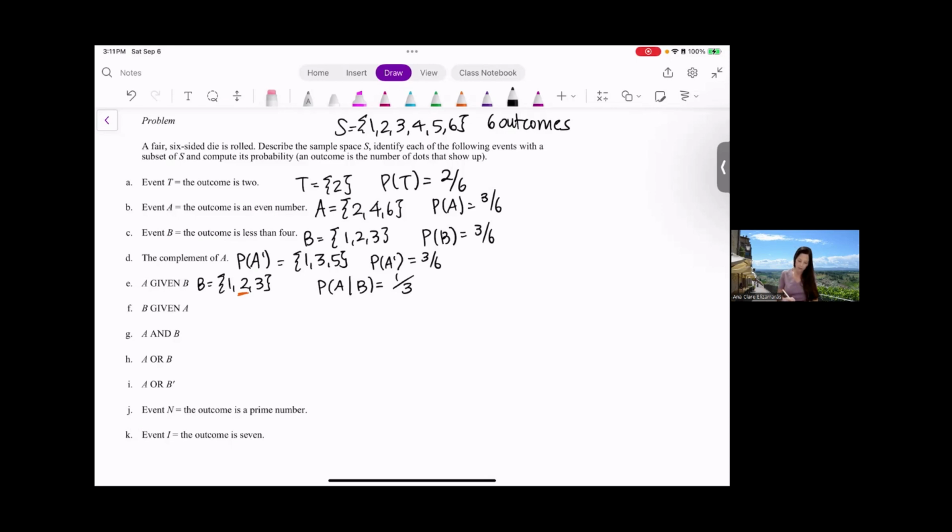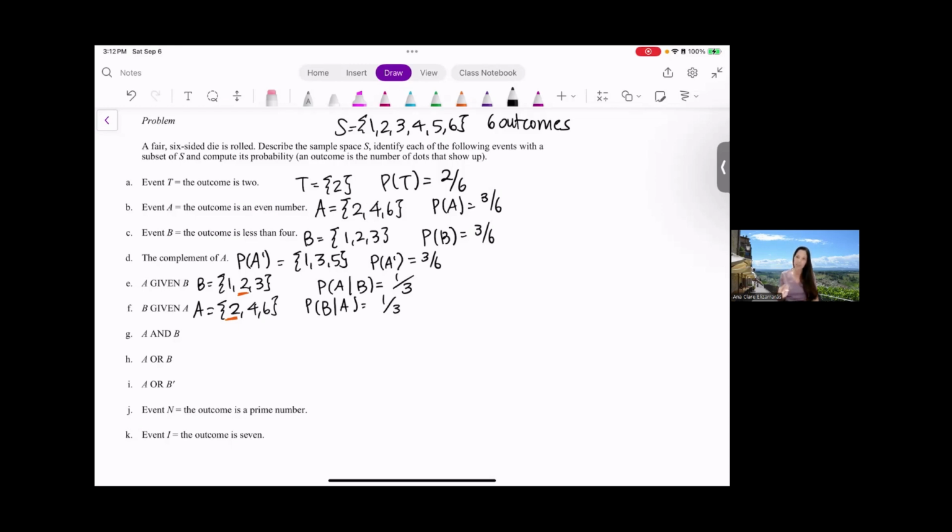Let's do it the reverse. What is group A? A was all of our evens, 2, 4, and 6. So the probability of being in group B, given that you're in A, well, A also still had 3 outcomes, but B were the numbers 1, 2, or 3. 2 is only one of those. There's only one that was in B that was also in A, starting with the A group.